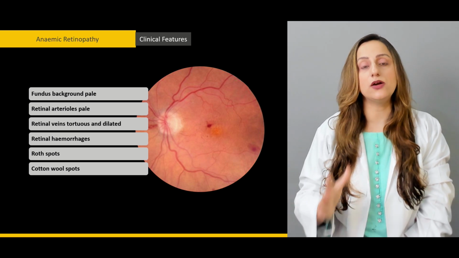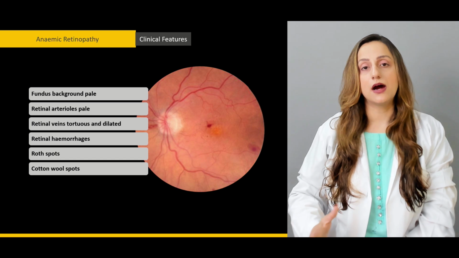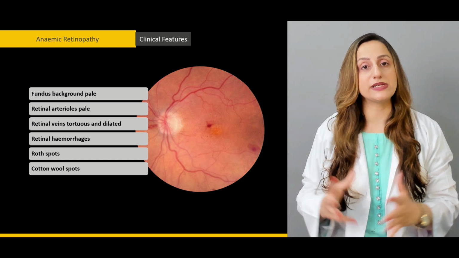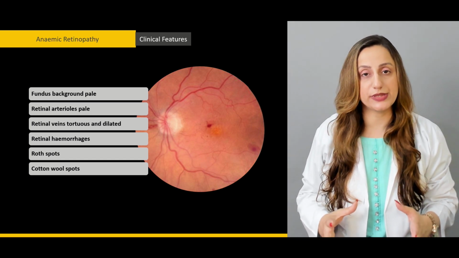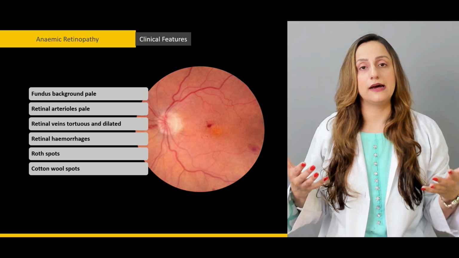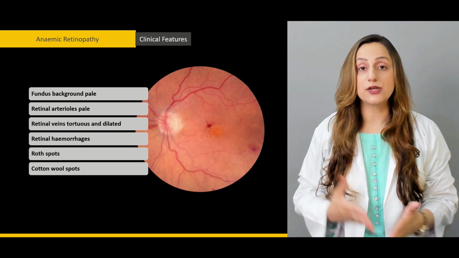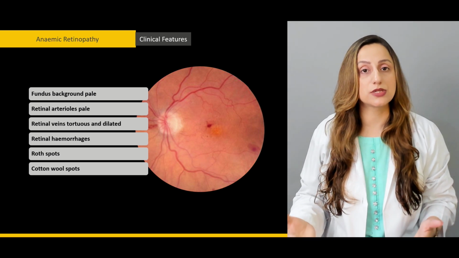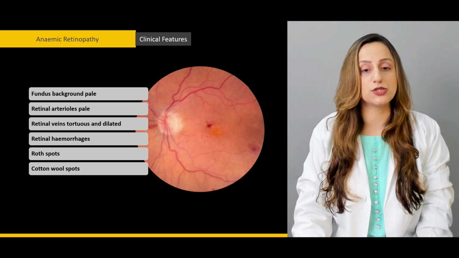Then obviously all of these clinical features are going to be coupled up with the investigations that are carried out in the individual as well. The blood CP would be the foremost investigation, and that would basically help in the diagnosis of the anemic retinopathy in these individuals as well.